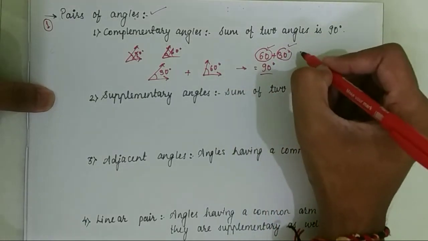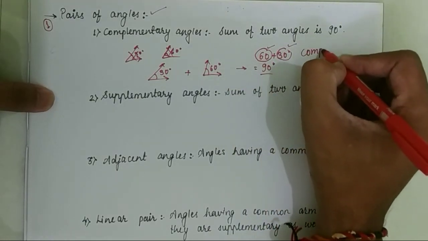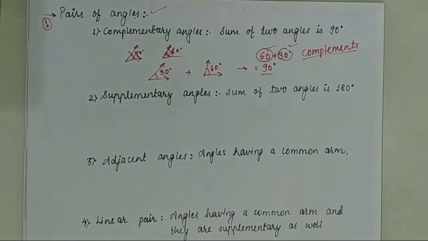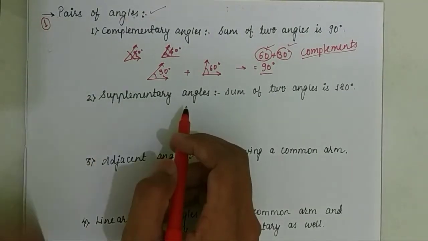Okay, so these are called complements of each other. These are the complementary angles. Then second is supplementary angles.